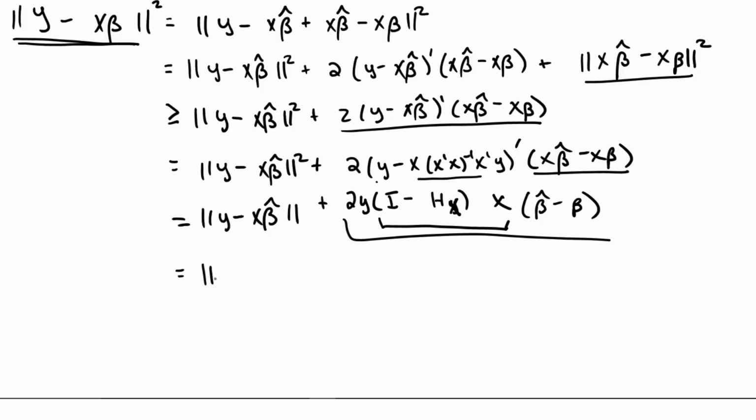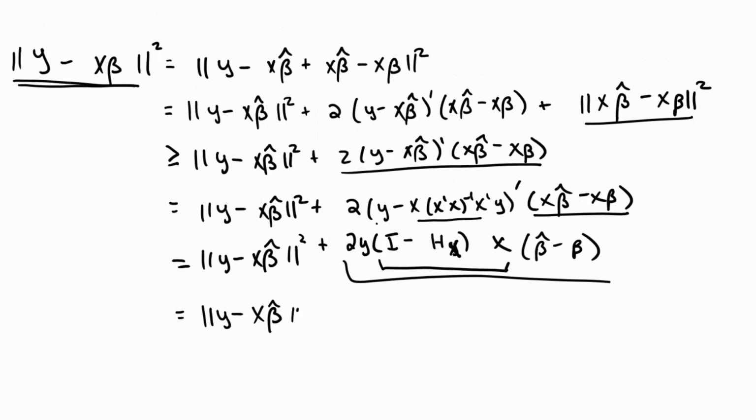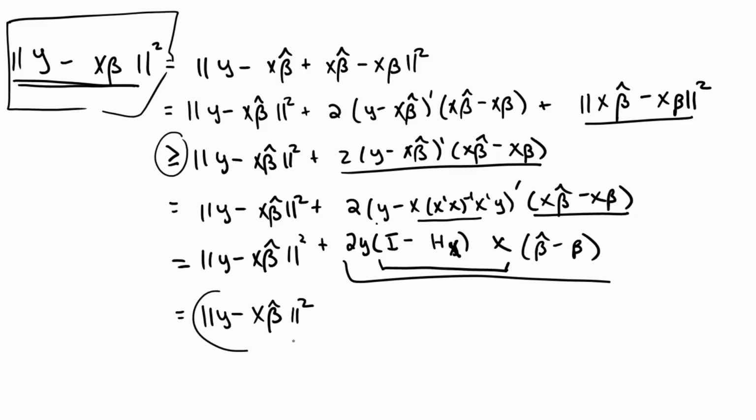So I get the norm of y minus X beta hat squared. What we see is that for any arbitrary beta, the difference between X beta and y is greater than or equal to the norm if we plug in the specific value of beta hat. Therefore, beta hat must be the minimizer.